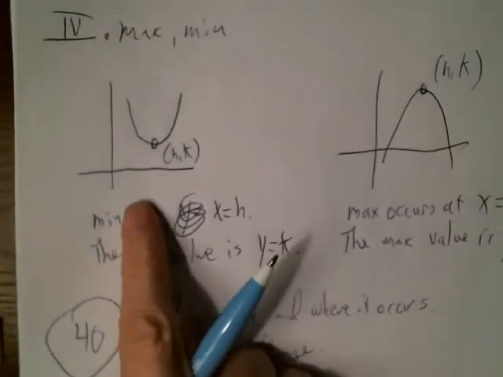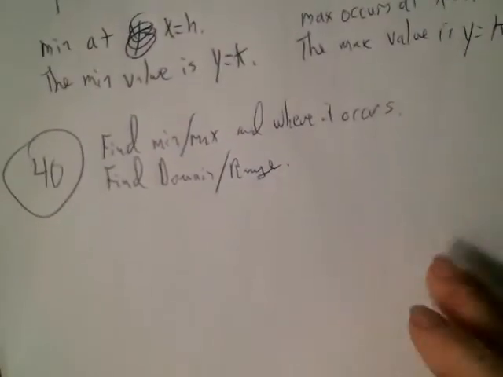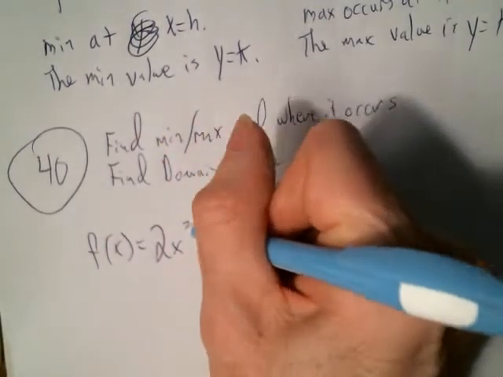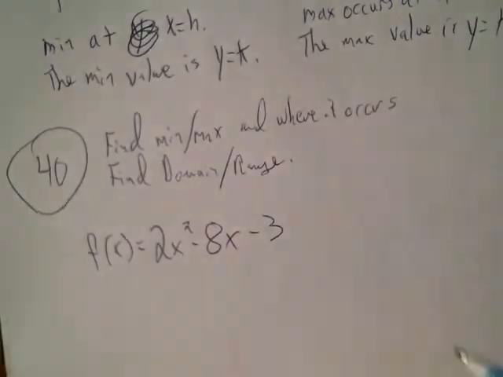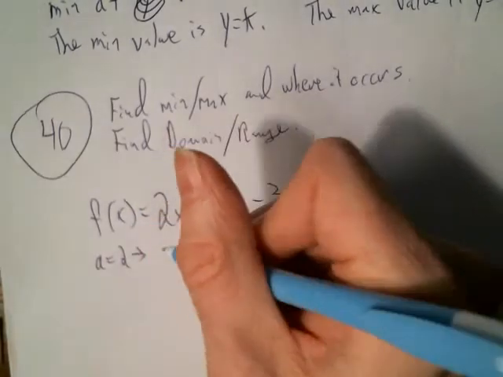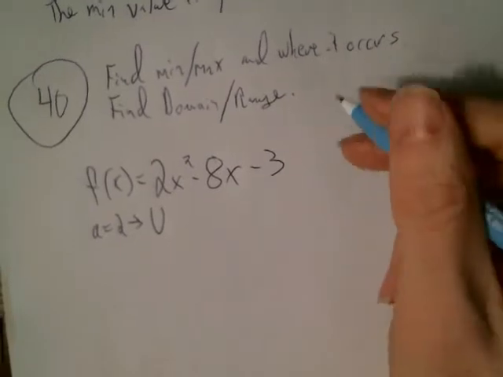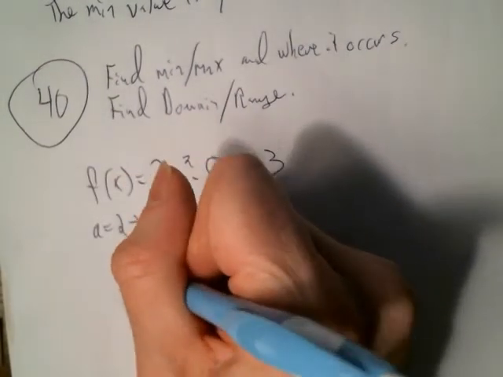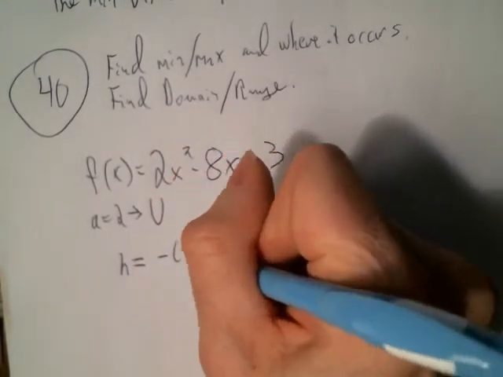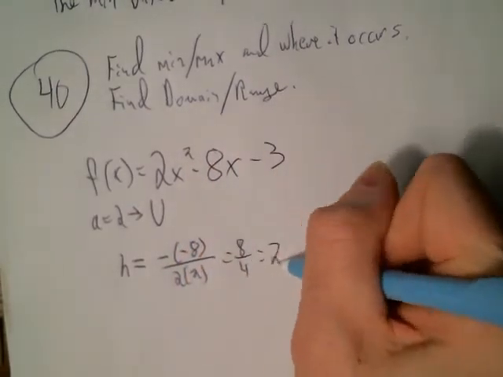So that range is really based off of that actual min or max value. Okay, so here we have number 40. f of x is 2x squared minus 8x minus 3. The a value is 2, which tells me it's a happy face, so we'll have a minimum value at the vertex. So the h value, the location of the minimum value, is negative b all over 2 times a, so 8 over 4, which is 2.